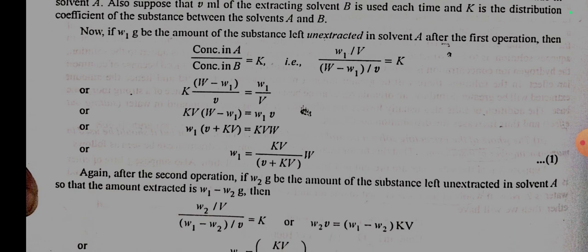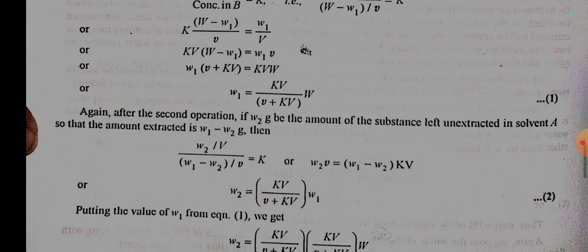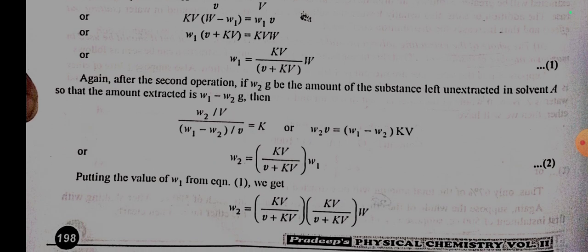concentration in A upon concentration in B is equal to K, that is, W1 by V upon (W minus W1) by v is equal to K, or K into (W minus W1) by v is equal to W1 by V, or W1 is equal to Kv upon (V plus Kv) into W.